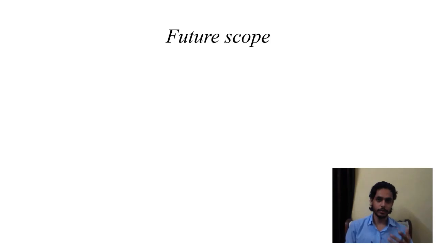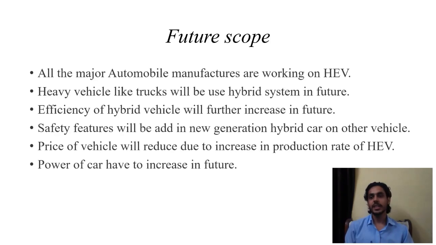Okay, so let's talk about the future scope of HEVs. All the major automobile manufacturers are still working on HEV to enhance their product quality. And heavy vehicles like trucks will also use hybrid systems in the future. The efficiency of hybrid vehicles will further increase in future, and safety features will also be added in new generation hybrid cars. The price of vehicles will also be reduced with an increase in the production rate of HEV, and the power of the car has to be increased in future. So these are some future scope of HEV that we can see.